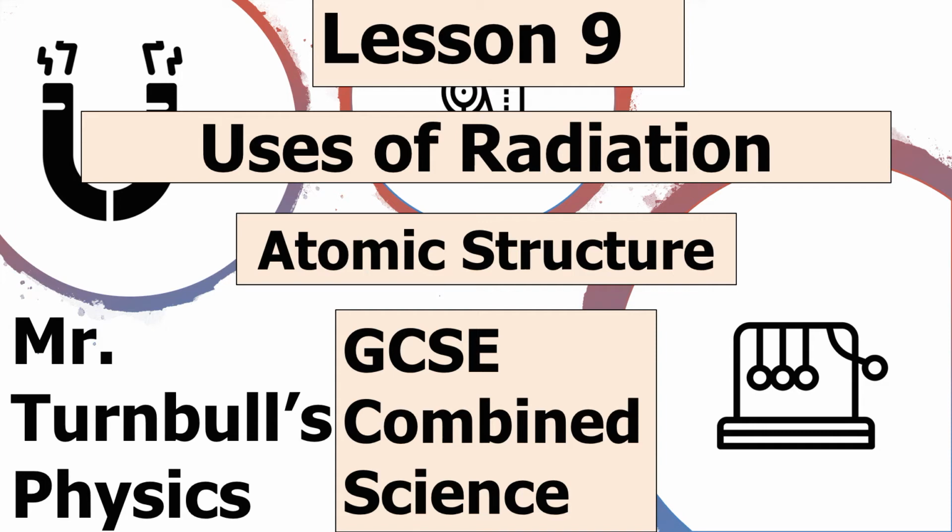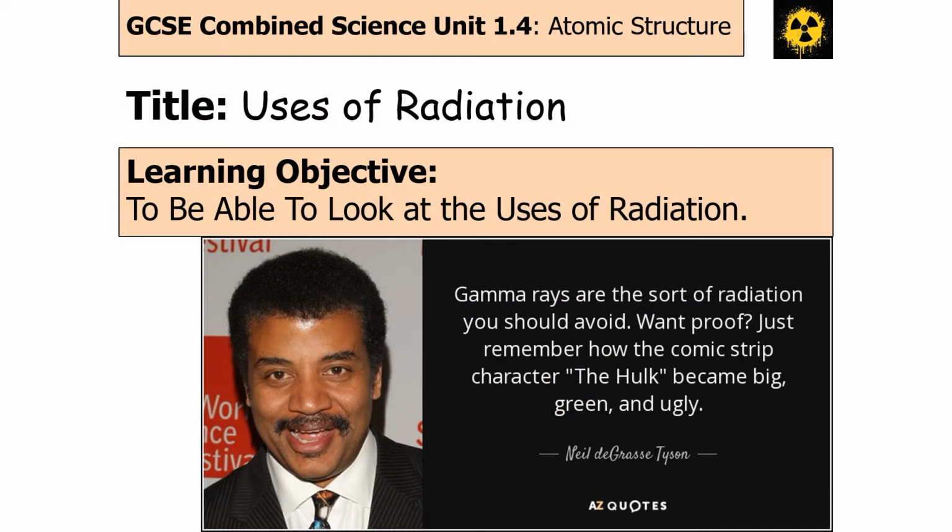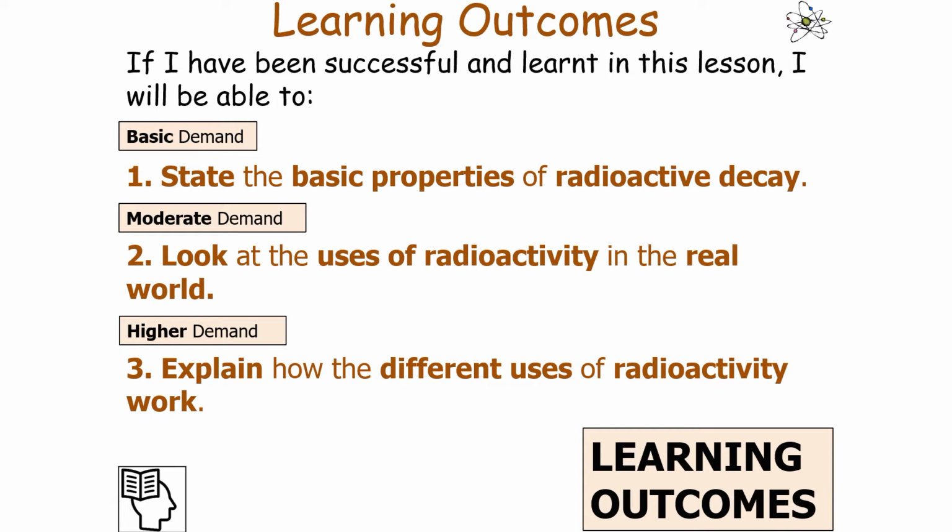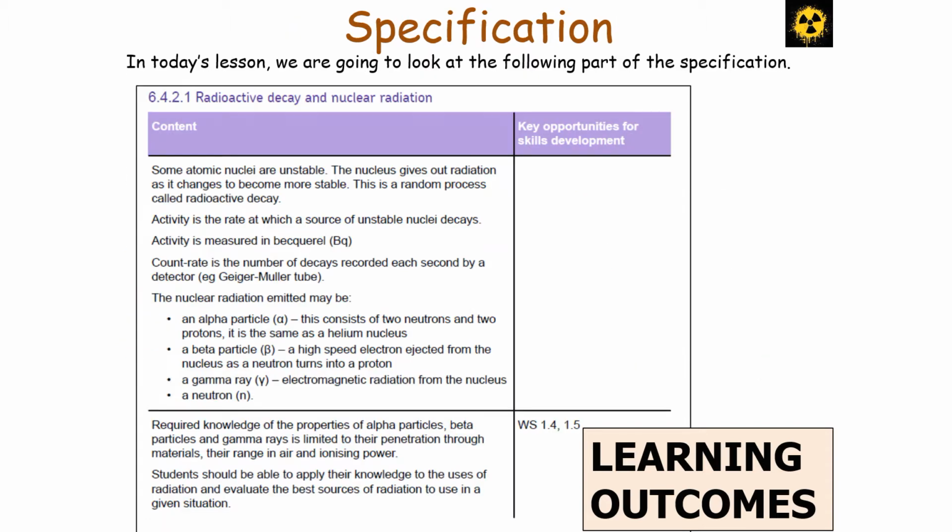Hello and welcome to today's lesson on the uses of radiation, which is part of the atomic structure topic in GCSE Combined Science Physics. In today's lesson we're going to look at the uses of radiation in the real world. If we've been successful, we should be able to state the basic properties of radioactive decay, look at the uses of radioactivity in the real world and explain how the different uses of radioactivity work, which falls into the following part of the GCSE Combined Science Physics specification: radioactive decay and nuclear radiation.